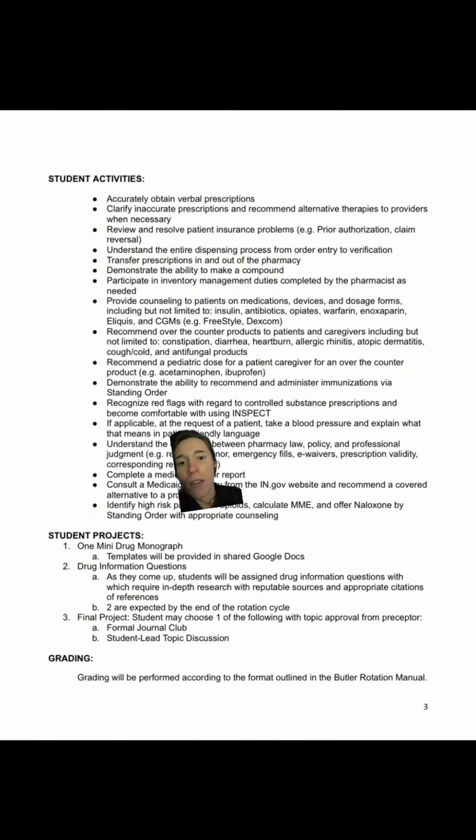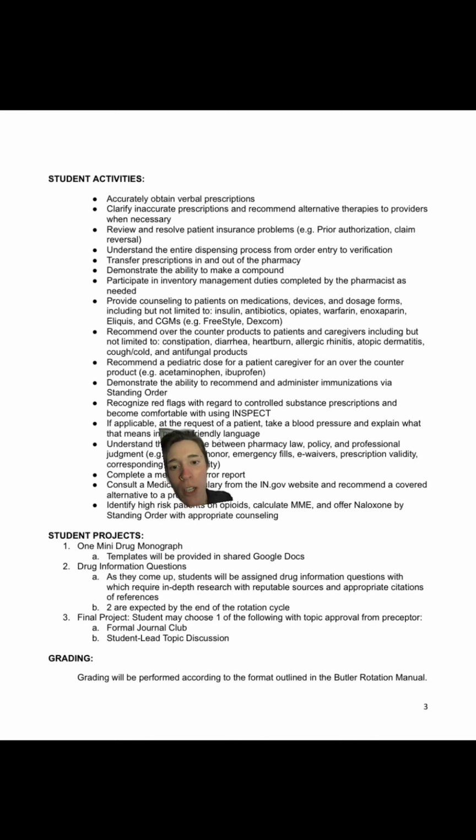If applicable, at the request of a patient, take a blood pressure and explain what that means in patient-friendly language, understand the difference between pharmacy law, policy, and professional judgment, complete a medication error report, consult a Medicaid formulary from the in.gov website and recommend a covered alternative to a provider, and identify high-risk patients on opioids, calculate morphine milliequivalents, and offer naloxone by standing order with appropriate counseling.